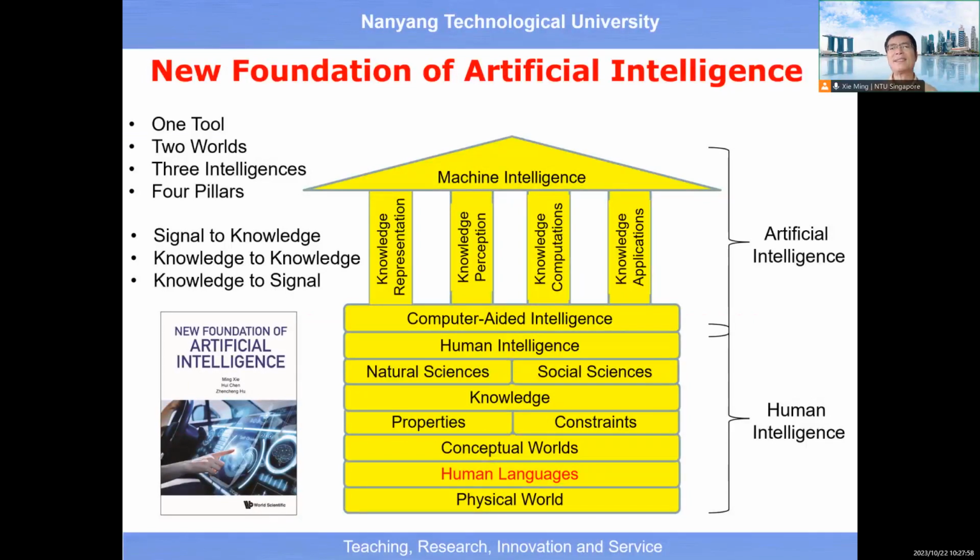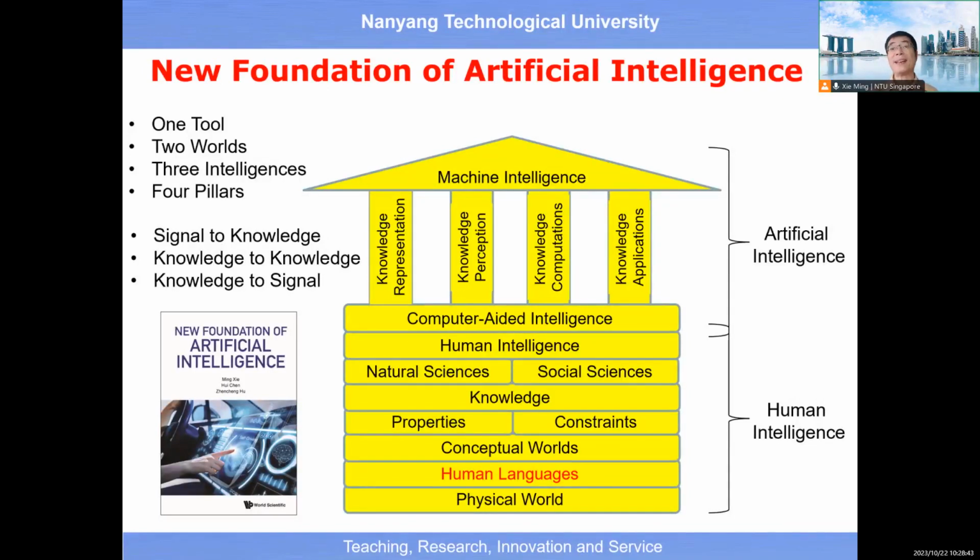This slide summarizes AI 3.0, right? You just need to remember these 1, 2, 3, 4. 1 means there is one tool, which is human language. 2 means there are two worlds: one is the external physical world, and the other is the internal conceptual world. Then 3 means there are 3 types of intelligence, which include human intelligence, computer-aided intelligence, and artificial intelligence.